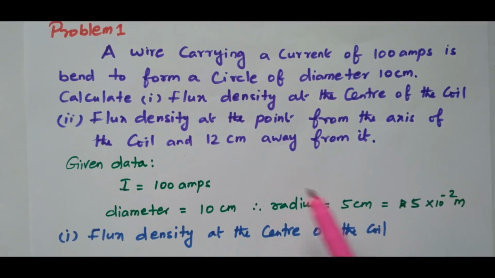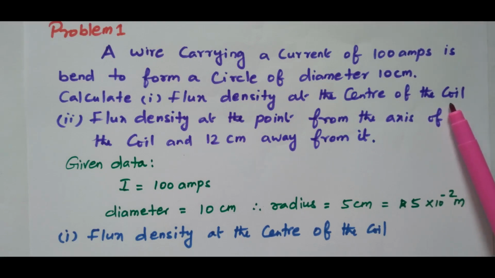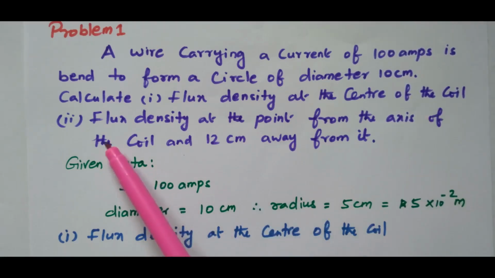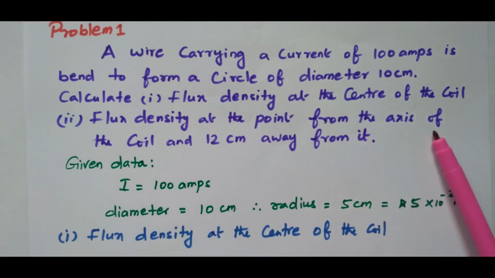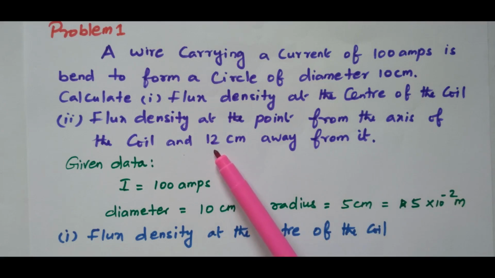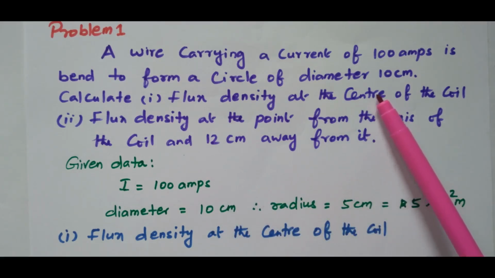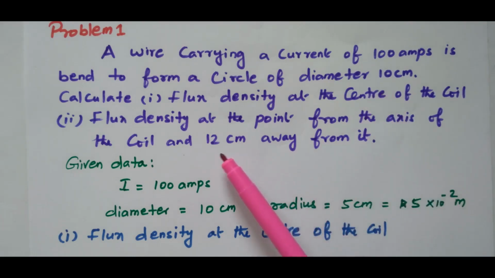So what is the question? Flux density at the center of the coil. First one, at the center. Flux density at a point on the axis of the coil and 12 centimeter away from it. That is at a height of 12 centimeter. Right? We discussed 4 different expressions available in terms of height. So the first one is based on the center of the current loop, height is 0. Second one is based on the height, height is 12 centimeter. Right? So the current and radius are given.